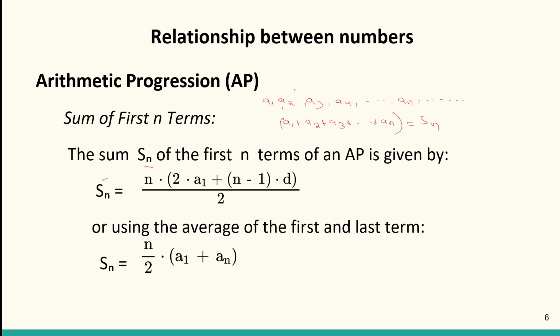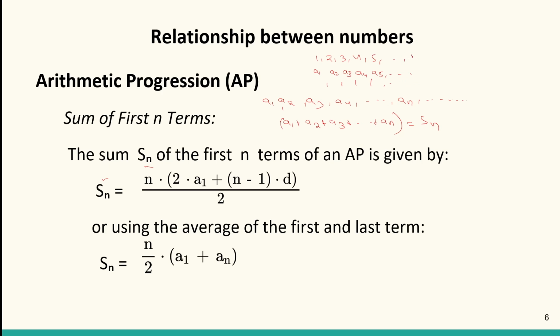Let's take for example the AP 1, 2, 3, 4, 5 and so on. Here a1 is equal to 1, a2 is equal to 2, a3 is equal to 3, a4 is equal to 4, a5 is equal to 5 and so on. This series is in AP. Why? Because a2 minus a1 is equal to 1, a3 minus a2 is equal to 1, a4 minus a3 is equal to 1, a5 minus a4 is equal to 1, and so on. Always the difference will be 1.